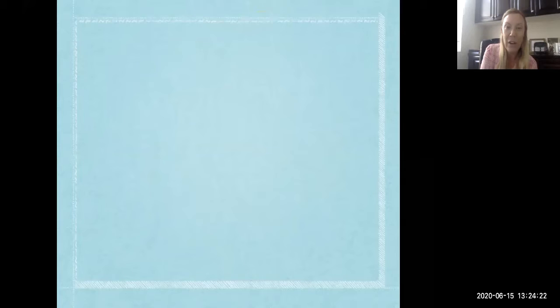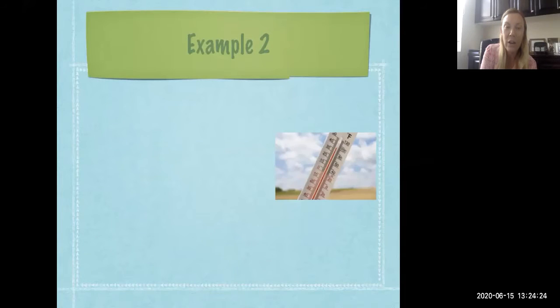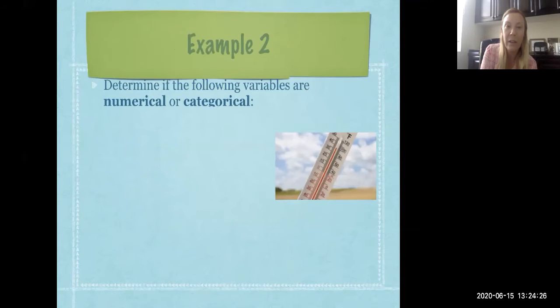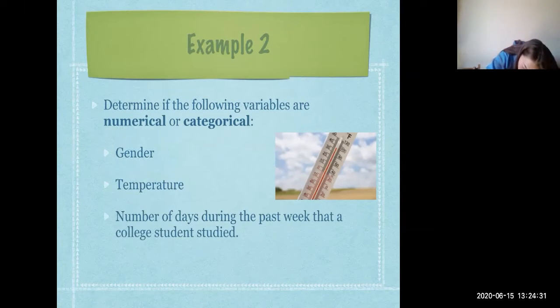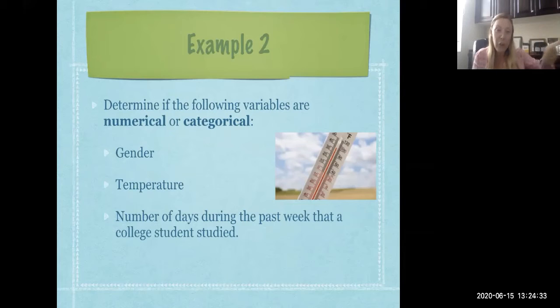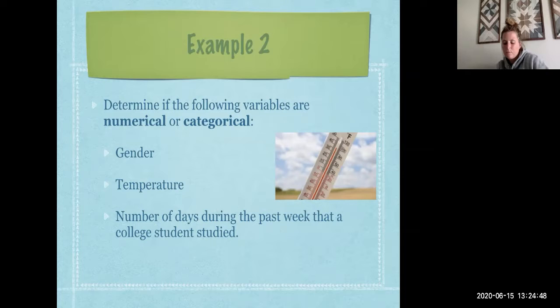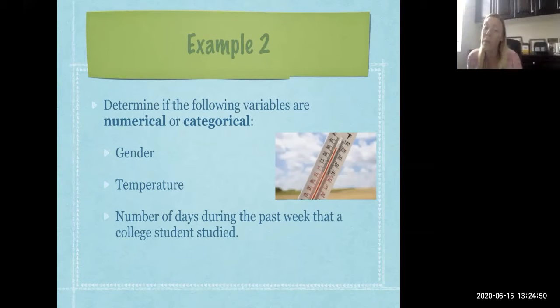Now, when we went back, let's see if I can go back a little bit. There was another numerical value that we looked at here, right? So remember, temperature and number of days that the college students have studied in the last 7 days. So temperature, Mackenzie, what do you think? Is that going to be discrete or a continuous variable?